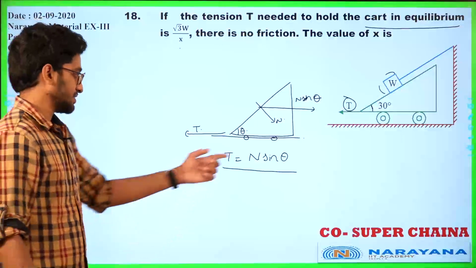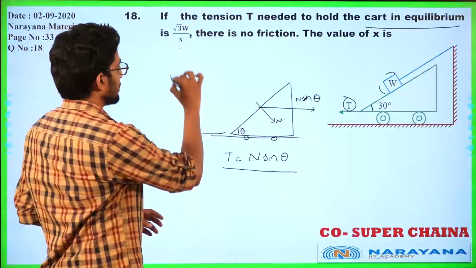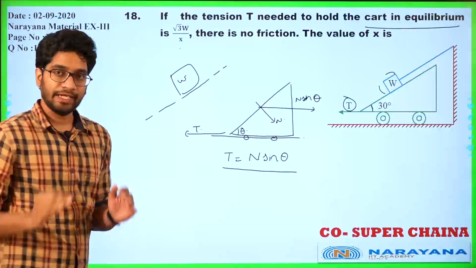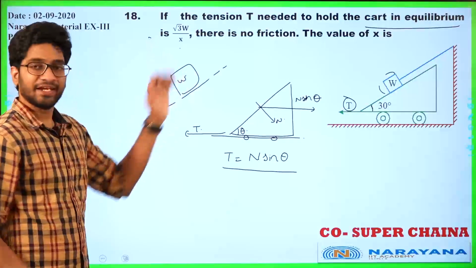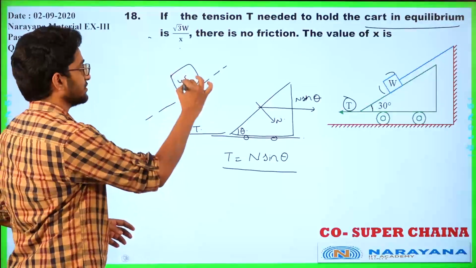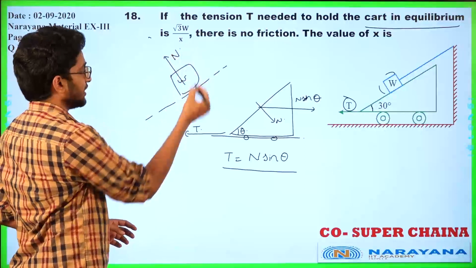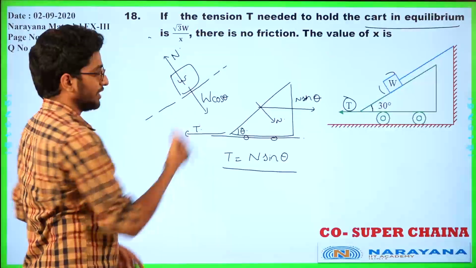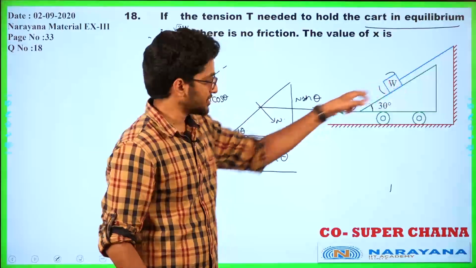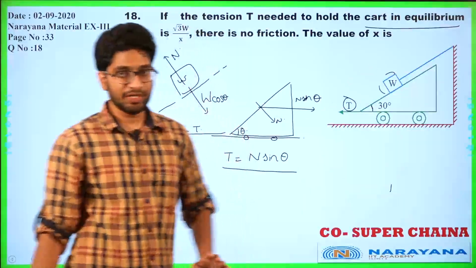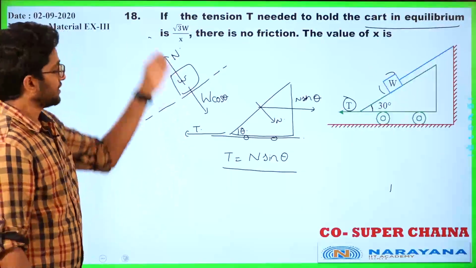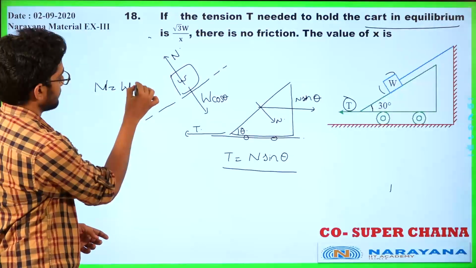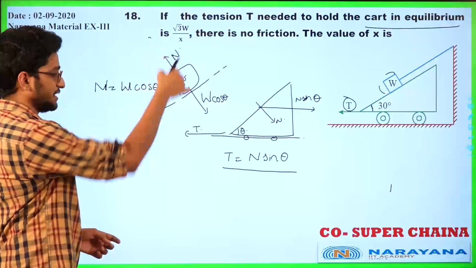Now how do I find this normal? I know this block of weight W is also not moving. It is on the plane in equilibrium. So perpendicular to the plane, net force should be 0. So what are the forces acting on this? Normal is acting because of the contact, and here its weight component W cos theta is acting, right? Whenever there is weight on an inclined plane, mg sin theta along the plane, mg cos theta perpendicular to the plane. So W cos theta, and this is also in equilibrium. So I should say N is W cos theta because it is in equilibrium.